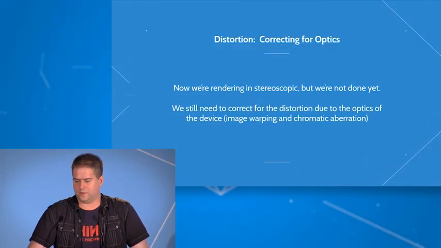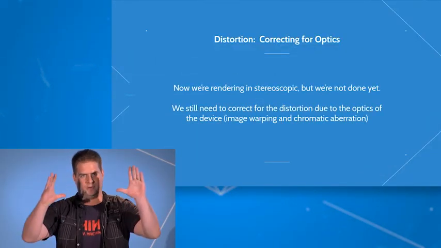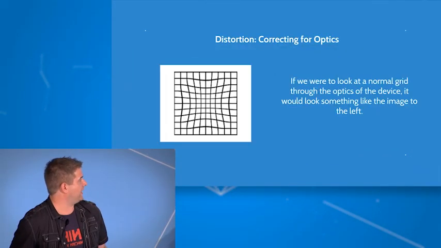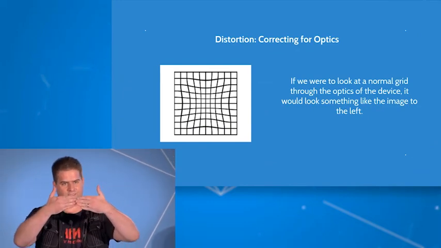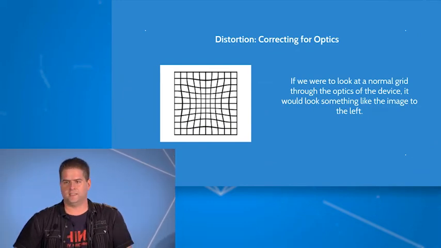So we're going to go over distortion really quick. Fortunately, the SDK does this for you now, so you don't have to worry about it. But there's one result from this that is very useful when you're actually developing content, so I thought I would give a quick overview so you can understand what's going on a little better. If you were to look at a normal, regular square grid through the optics of the Rift, it would look a little bit like this, because the optics in the Rift stretch the image so you have a wider FOV. But unfortunately for us, that means we can't just throw the images up on the screen and have them look correct in the eye.